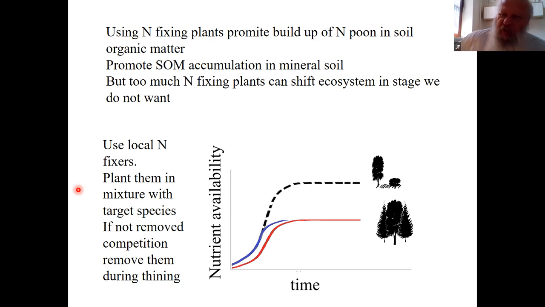If we go for N-fixers, which I would recommend to a certain extent, we should use local N-fixers. We should plant them in a mixture with target species, and they might very often be removed by self-thinning because the other trees might overgrow them and then these trees just die out. And if it doesn't happen, I suggest removing them by thinning.